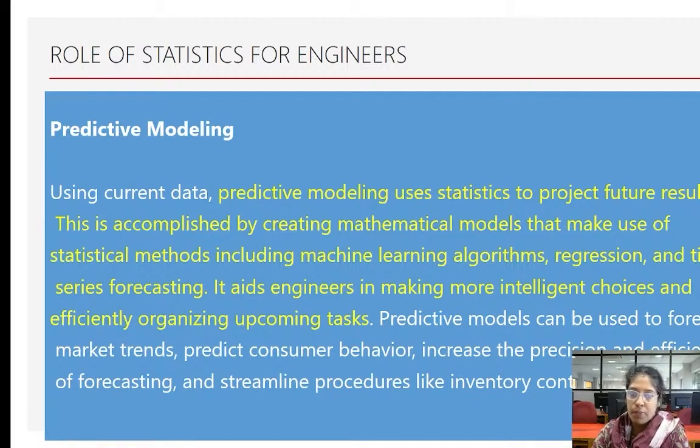Obviously, by making use of this predictive modeling, we well know that it will help us to make good choices, precise intelligent choices, and also organize upcoming tasks accordingly.